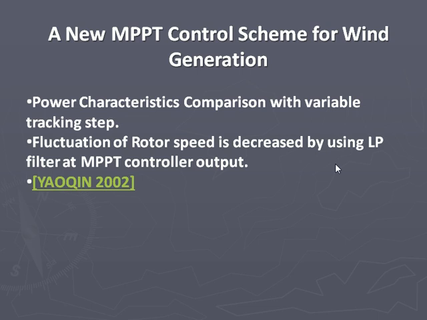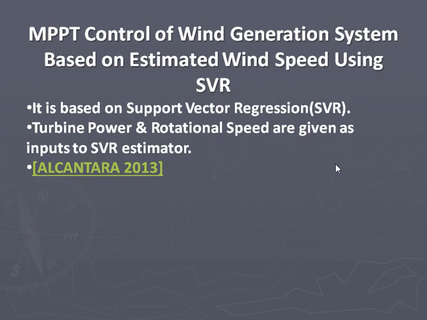And the next paper is MPPT control of wind generation systems based on estimated wind speed using SVR. SVR is a technique of support vector regression. The variables have a couple of algorithms. With the given inputs, it estimates which algorithm should run to get the efficient output. This is what SVR means. And for the SVR estimator, the rotational speed and turbine output power is given as the input to run the required power characteristic pattern for maximum power.